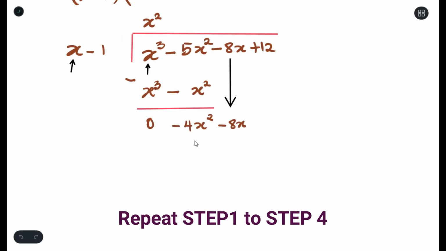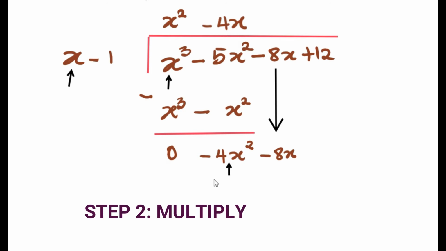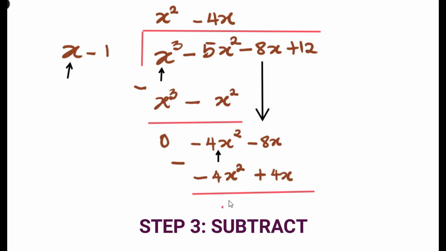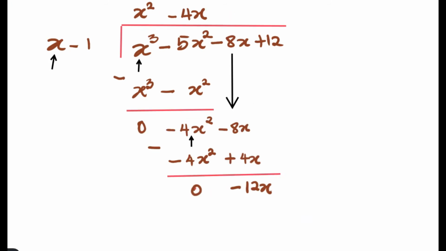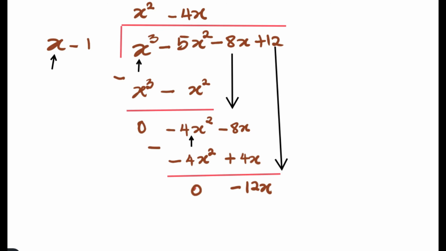We're going to divide negative 4x squared by x, which will give you negative 4x. Then after that, you multiply. Then you subtract. This here will be 0, and this would be negative 12x. We have a 12 up here. We break that down one more time. It goes here. So therefore, we're going to have a plus 12 here. Then we do the exact same thing.